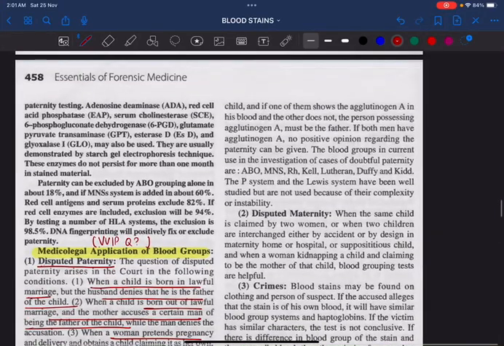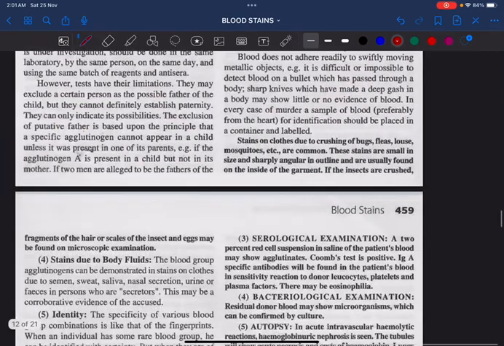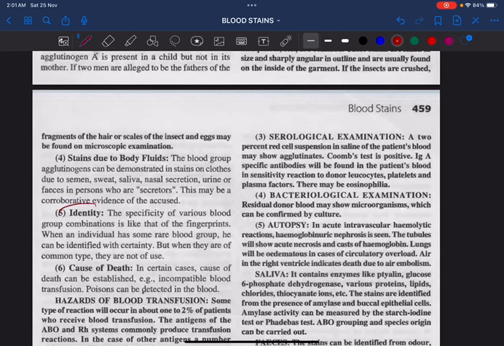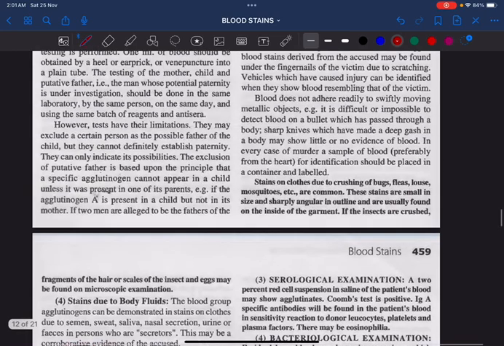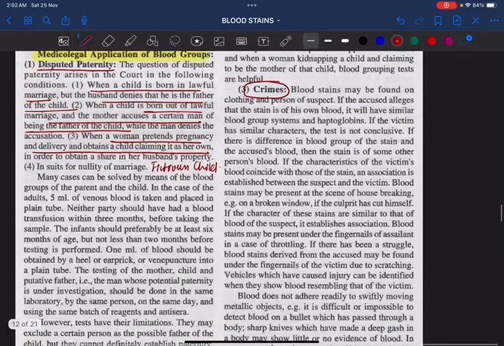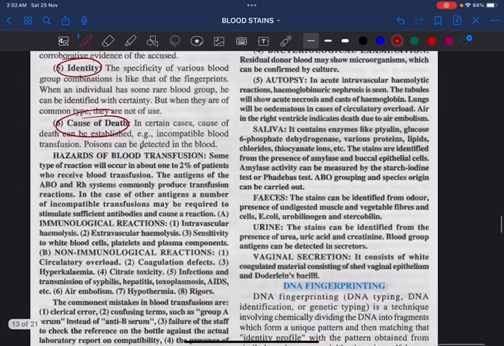Second thing, disputed maternity. The same thing happens here. What I have told you for disputed paternity, the same thing. And crimes, blood stains. The victim and accused can be matched. Then the identity, and the cause of death. So just remember identity, cause of death, disputed paternity, disputed maternity, and crime. So these are the 5 different medico-legal importances of the various blood group systems.